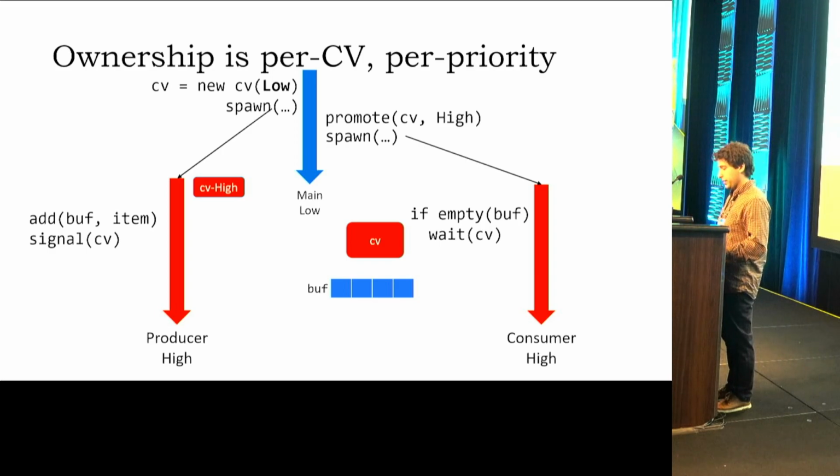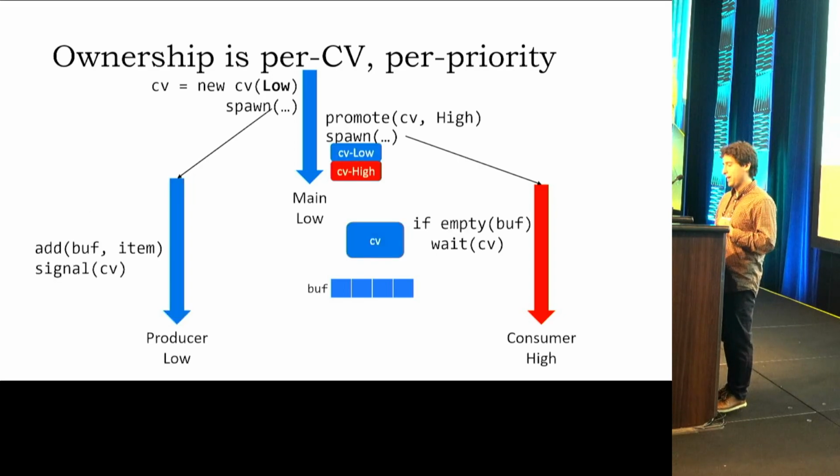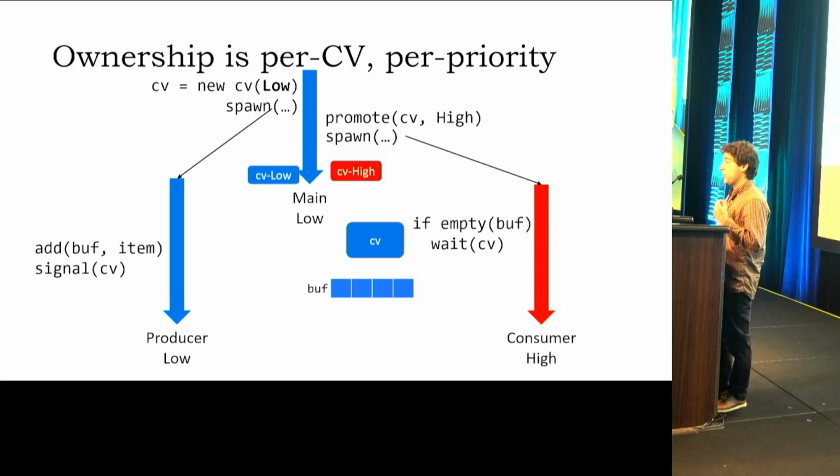So to show that this does successfully prevent the bad case where the producer is low, let's see what happens here. So the low priority main thread spawns the producer, and now because the producer thread is signaling the condition variable from priority low, it needs now the low priority ownership of that condition variable. But now the main thread cannot promote that condition variable to priority high because it doesn't have its ownership at low. It has given it away already. And so now it doesn't have the ownership of the condition variable it needs to do that promotion, and so that would not be well typed.